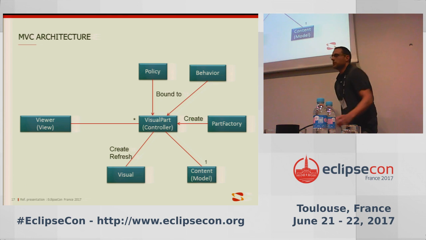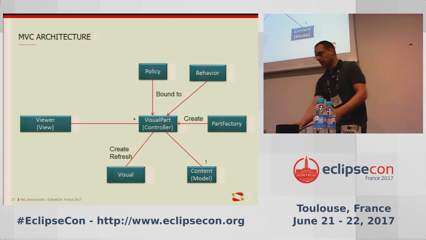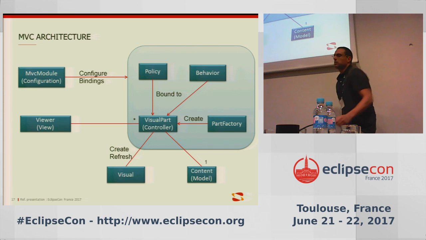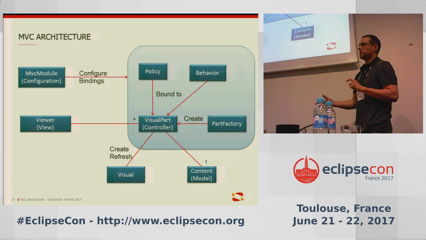For user interaction, you need to use the policy and a behavior object that are bound to a visual part. So you can say a particular drag and drop policy is bound to a visual part managing, for example, the lavatory. And all this stuff is configured by an MVC module where you say which policy is bound to which visual part.